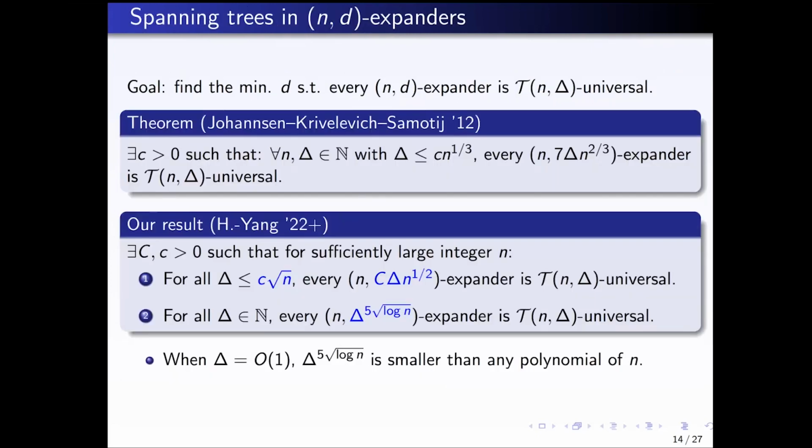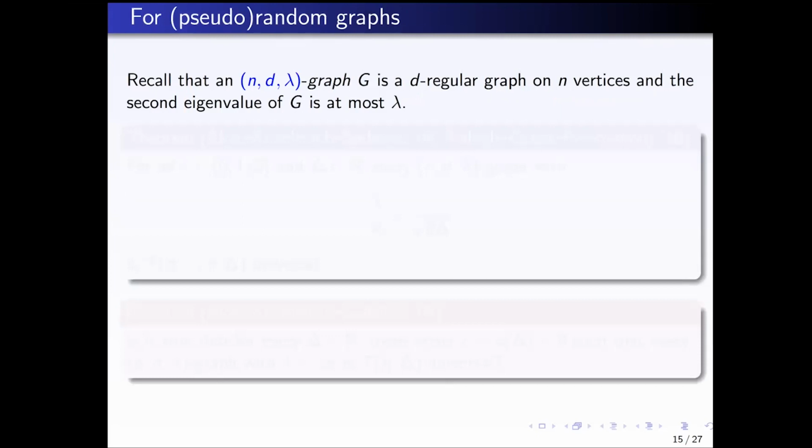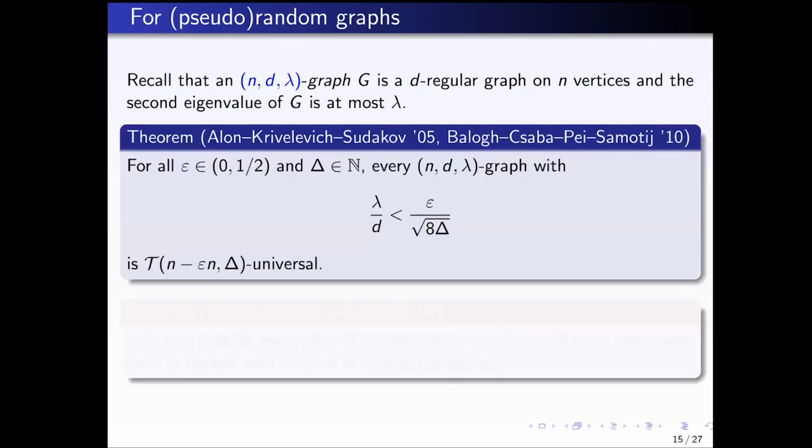But how good is it? For that, we jump to (n,d,lambda)-graphs. A quick one-sentence definition: an (n,d,lambda)-graph is a d-regular graph on n vertices with second eigenvalue at most lambda in absolute value. Alon, Krivelevich, and Sudakov showed that a constant spectral gap, which is d over lambda, sorry, spectral gap usually is d over lambda, but anyway this is constant, guarantees an almost spanning tree.